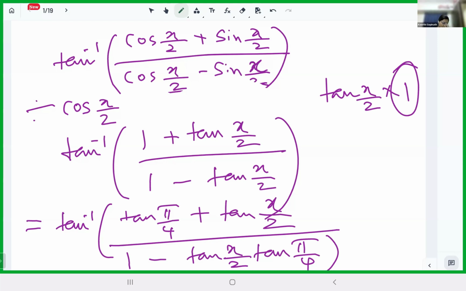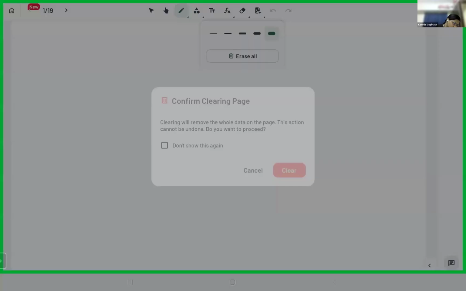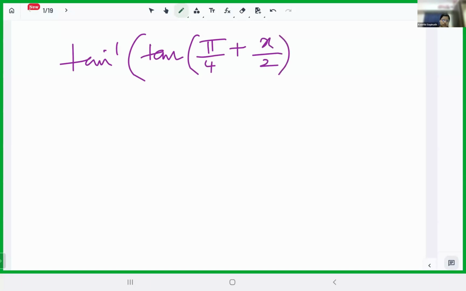Now, do you see any identity in the numerator and denominator? It is nothing but tan of x plus y, isn't it? Tan of x plus y is nothing but tan x plus tan y by 1 minus tan x tan y, right? So we can write this one as tan inverse of tan of pi by 4 plus x by 2.